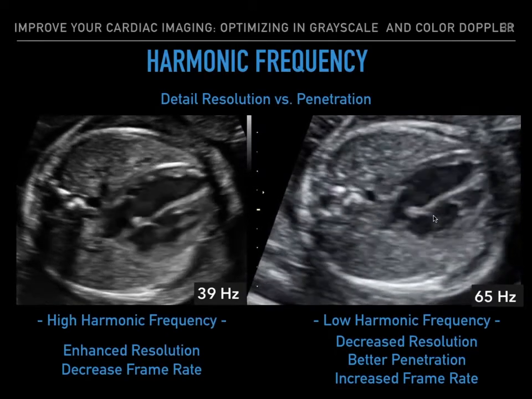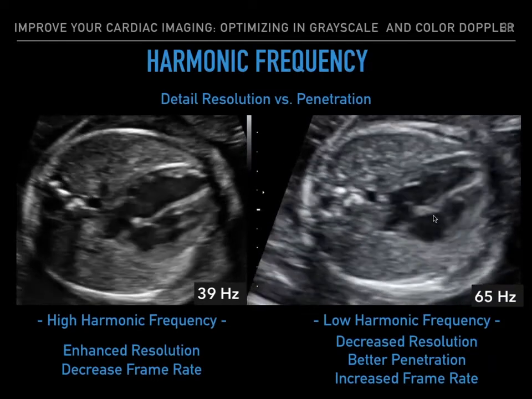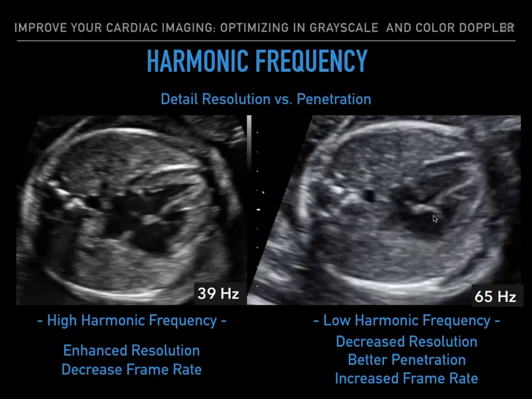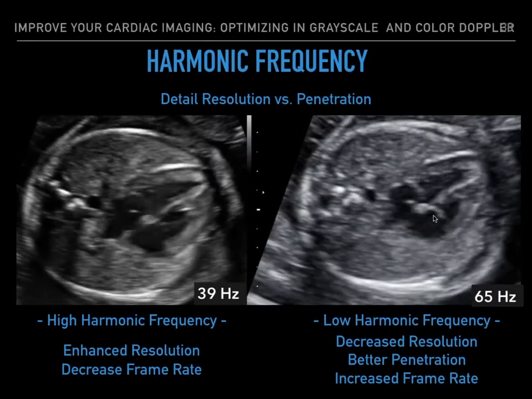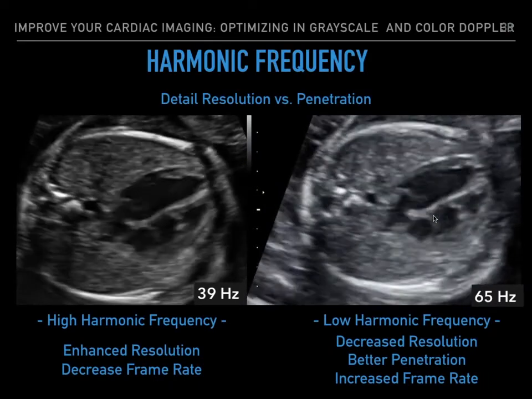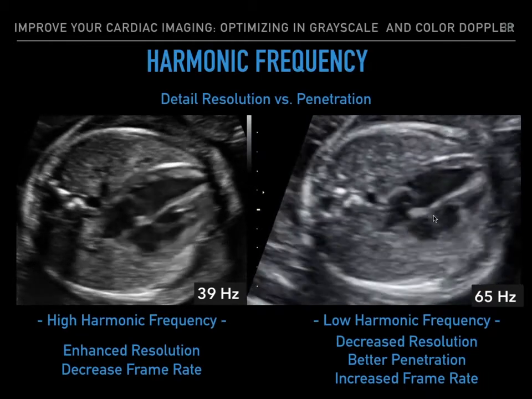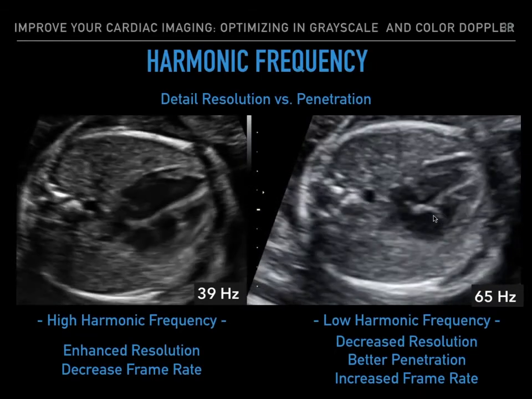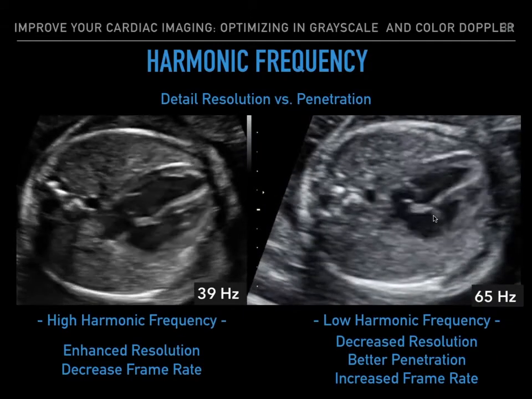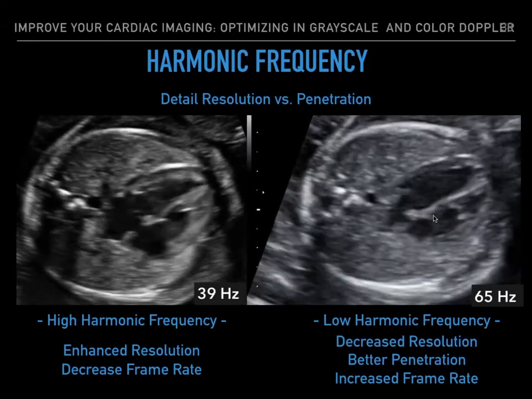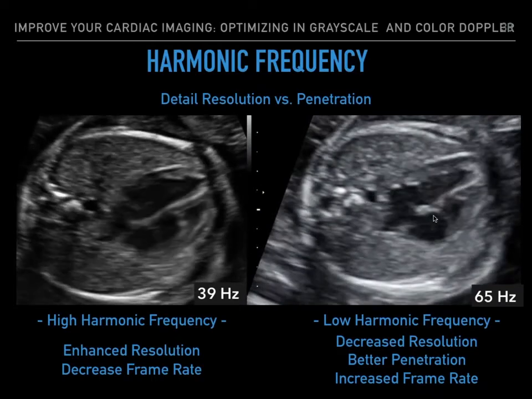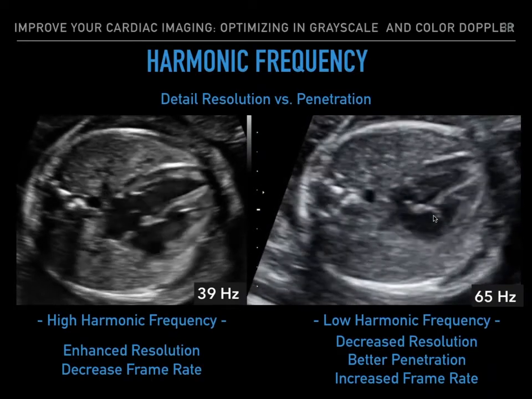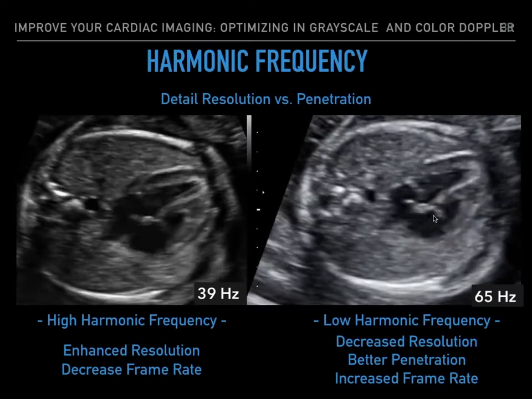You could see the heart, and it also has enhanced resolution, although as you could see there is a decreased frame rate of 39 Hertz. And here we have the low harmonic frequency being utilized. This actually decreases the enhanced resolution, yet we do have better penetration of the heart and an increased frame rate of 65 Hertz, which is ideal for fetal cardiac screening. So again, it just depends what you're looking for, detail resolution versus penetration.